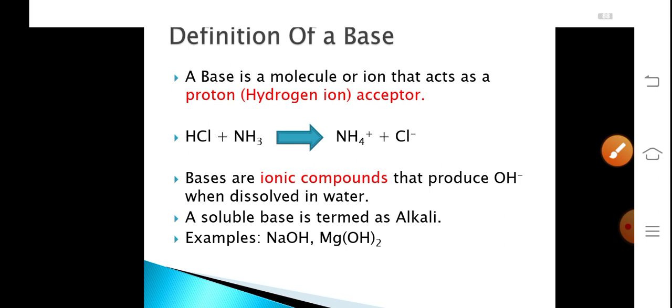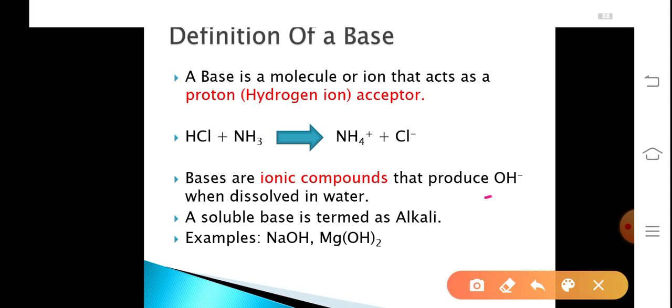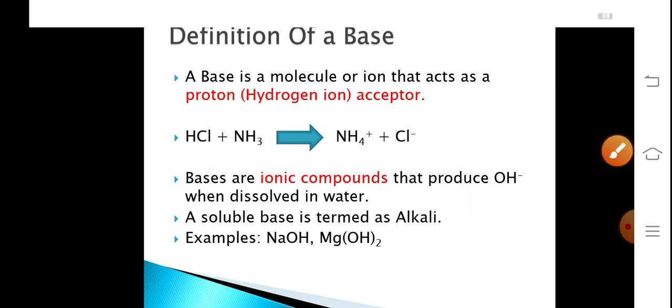Bases are again ionic compounds that produce hydroxyl ions when dissolved in water. So here there are two definitions of bases. Number one, bases are the molecules which accept protons, or we can also define bases as the ionic compounds which, when dissolved in water, release hydroxyl ions. So hence we can say that bases are also ionic compounds. A soluble base is termed an alkali. For example, NaOH and magnesium hydroxide. So all bases are not alkali, but all alkali are bases.